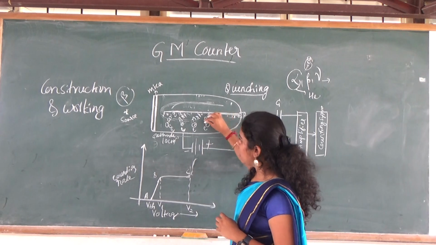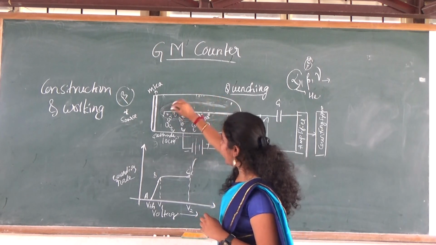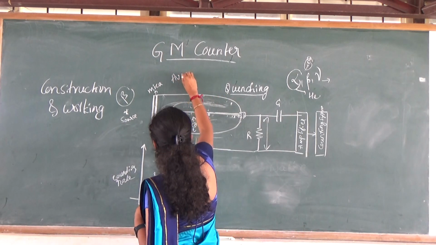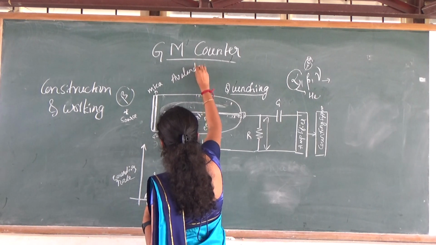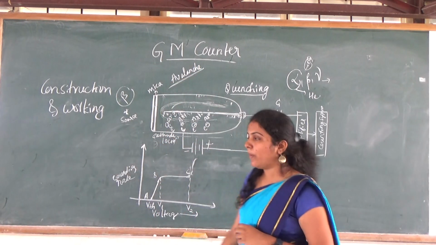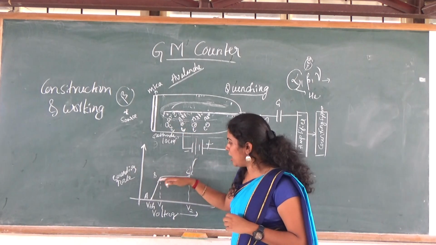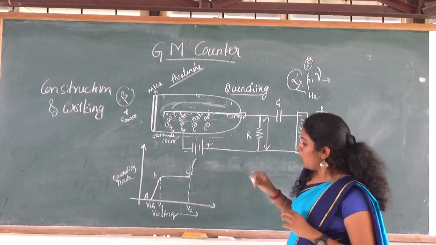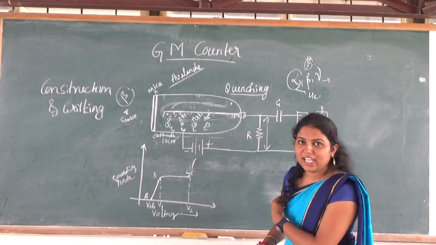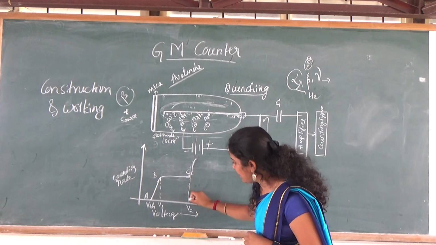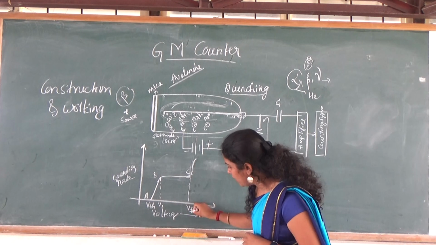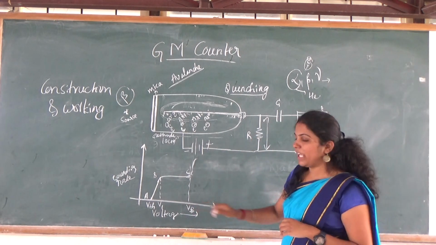Because of that sheath, we call it an avalanche formation. Because of that avalanche, the counting rate will be almost constant. When the voltage reaches V2, we call it the breakdown voltage.